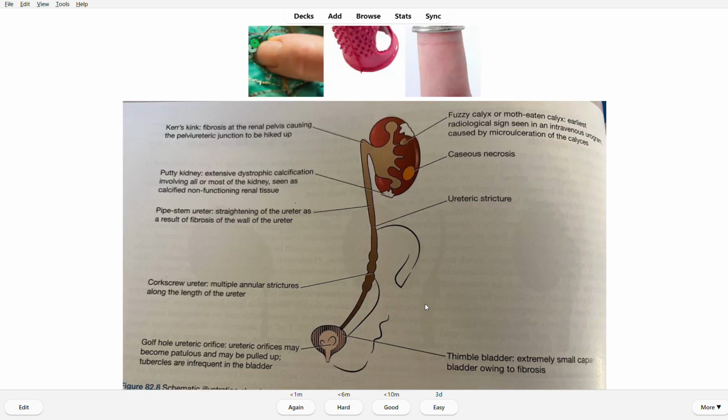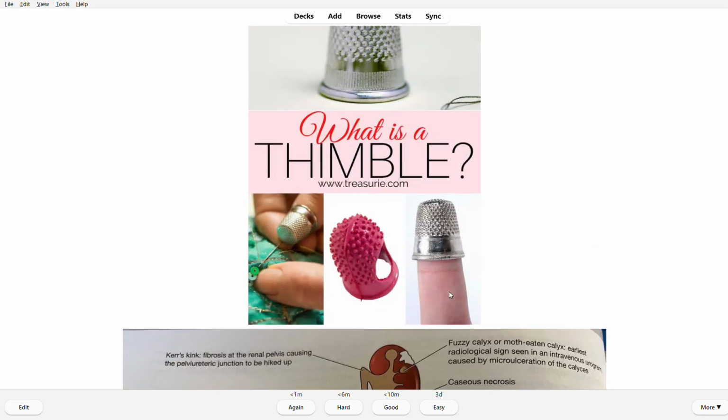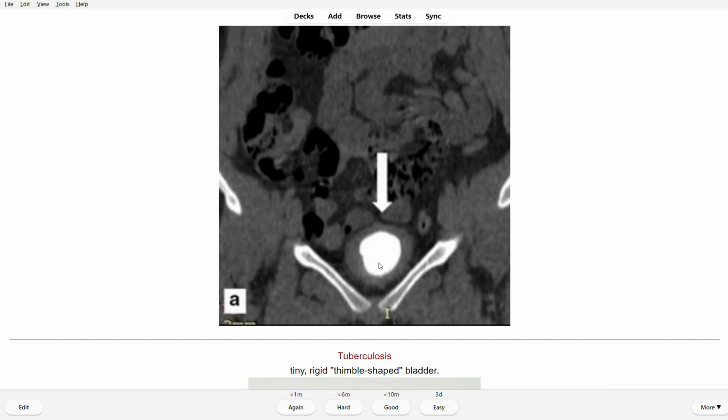What are the other findings seen in tuberculosis? Moth-eaten calyx, Kerr's kink, putty kidney, pipe stem ureter, corkscrew ureter, golf hole ureteric orifice, caseous necrosis, ureteric stricture, and again last, thimble bladder. Let's see the image. This small rigid bladder is thimble bladder seen in tuberculosis.